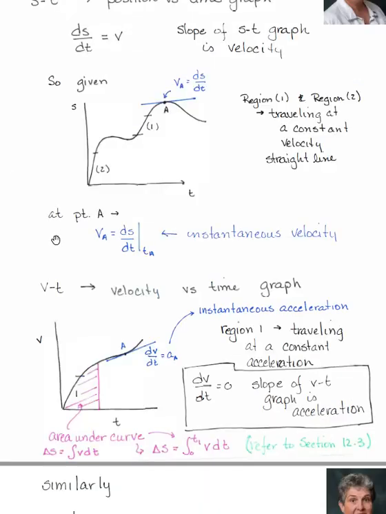So we can do a similar thing with our velocity versus time graph, or that V-T graph, and we know that the slope of the velocity versus time graph is going to be acceleration. If I have a straight line, I'm going to have a constant acceleration. If I'm doing that tangent, I'm going to have an instantaneous acceleration. But my velocity versus time graph is also going to give me some additional information.